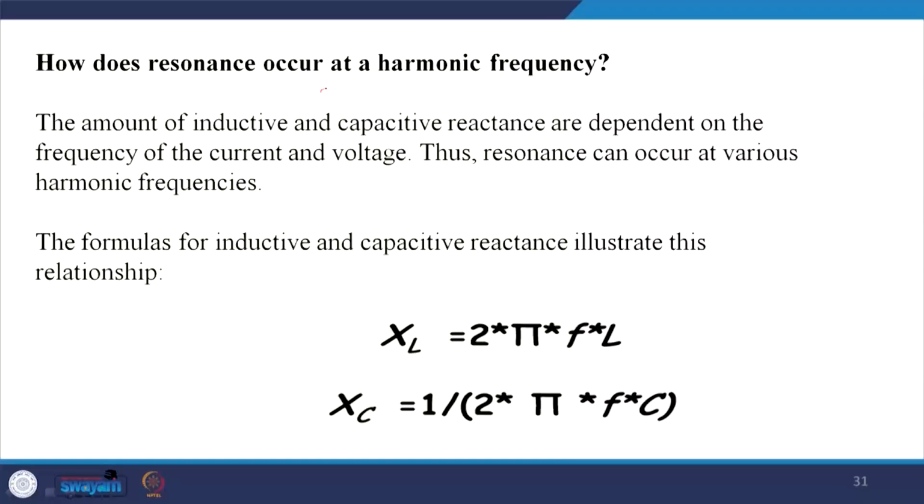How does the resonance occur at a harmonic frequency? That is what I was discussing. The inductive and the capacitive reactance are dependent on the frequency of the voltage and the current. This resonance can occur at various harmonic frequencies. What is the fifth harmonic? That is what I took, and this formulates the inductive and the capacitive reactance as illustrated below.